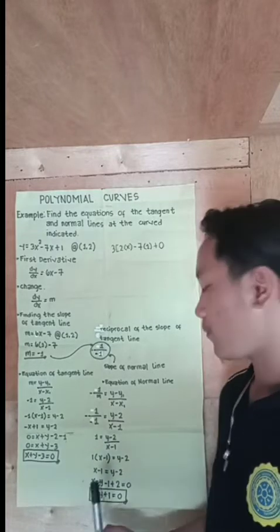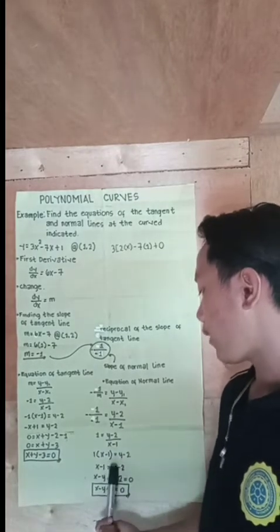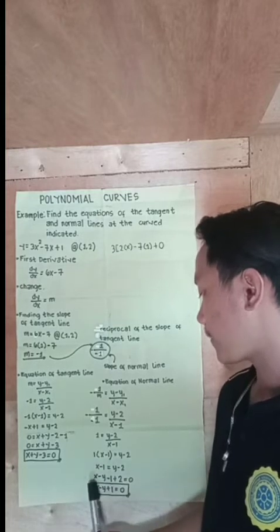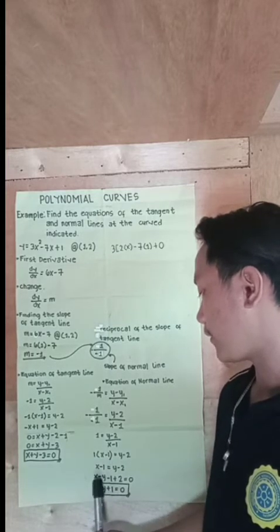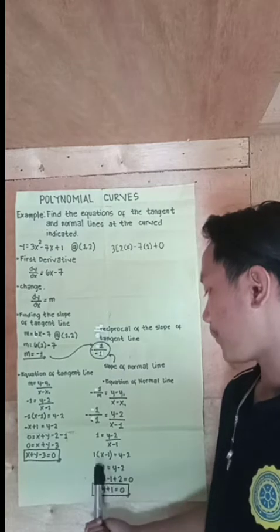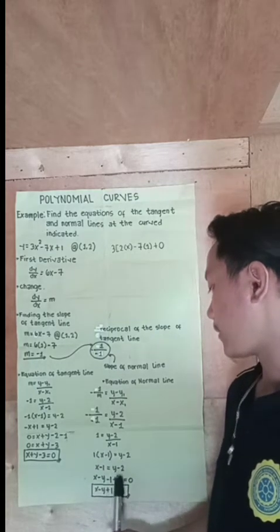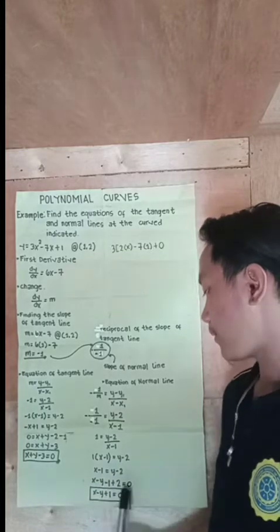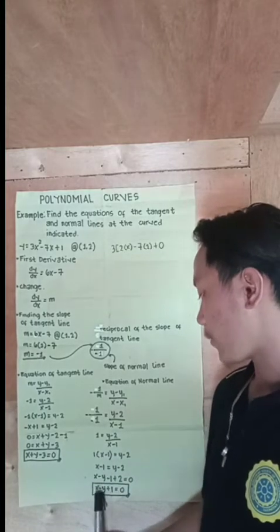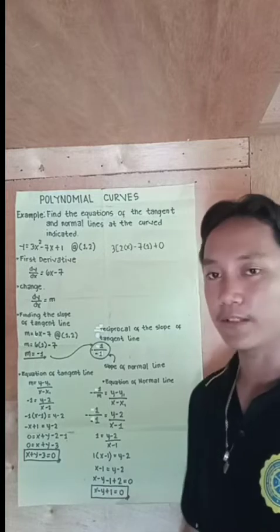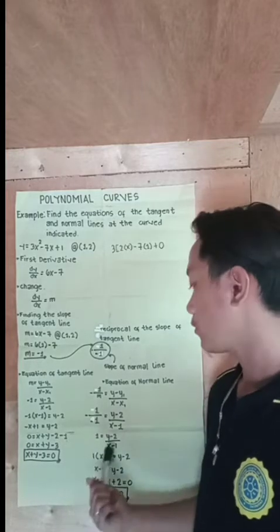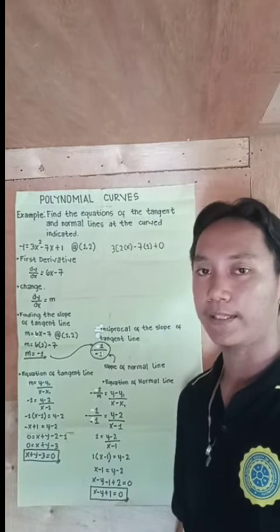Then we make it equal to 0. We transpose the y here, so x from positive y becomes negative y minus y. Then copy the negative 1, then from negative 2 to positive 2. So plus 2 equals 0. Then simplify: x minus y plus 1 equals 0. So that is our equation for the normal line.